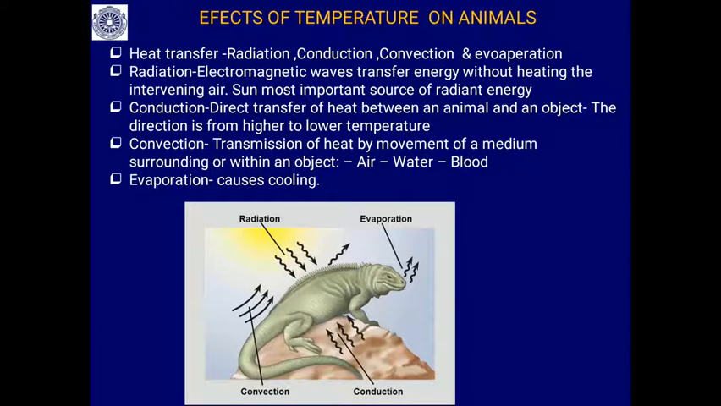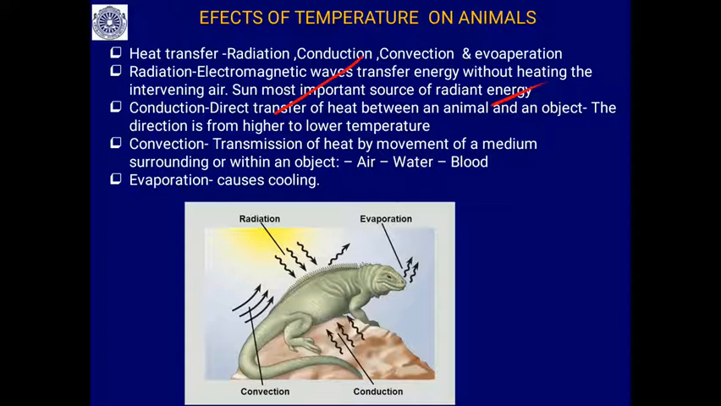So how exactly does heat transfer occur in animals? There is the physics of heat transfer: radiation, conduction, convection, and evaporation. You have studied this. Radiation means electromagnetic waves, the transfer of energy without heating the intervening air. That is the body heat we absorb. The sun is the most important source of radiant energy for most animals, especially the poikilotherms.